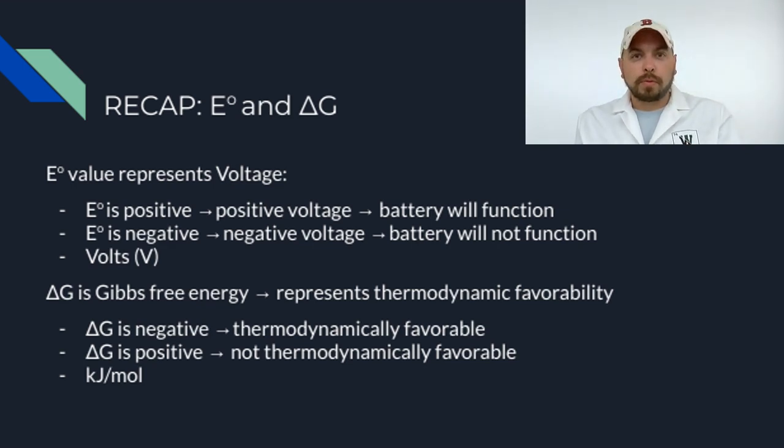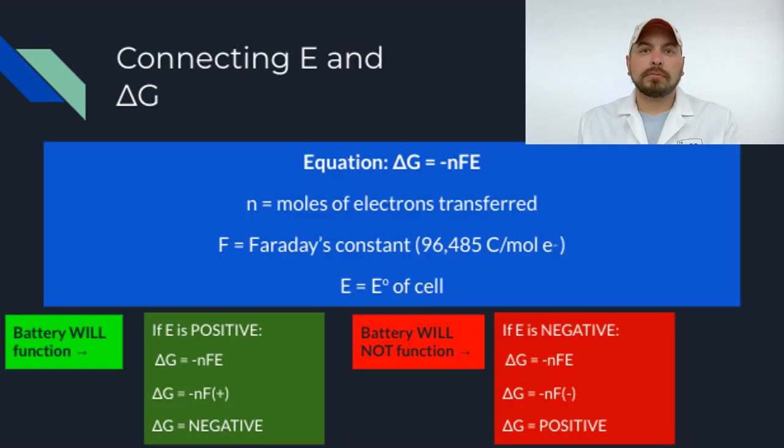So with a positive E and a negative delta G, our battery will function. With a negative E, therefore a positive delta G, the battery will not function. It won't be a functional battery.